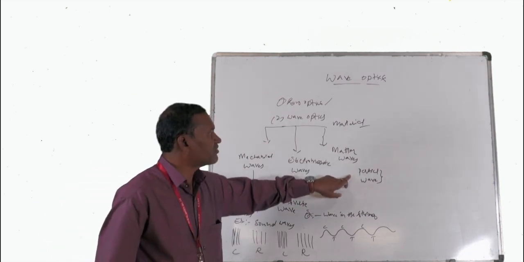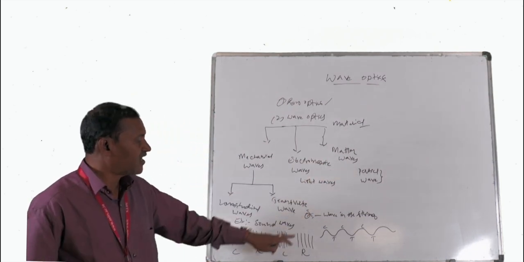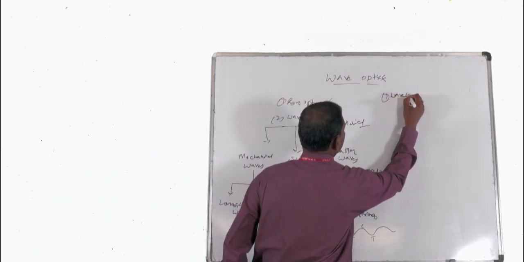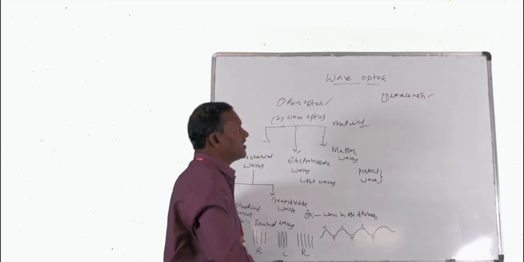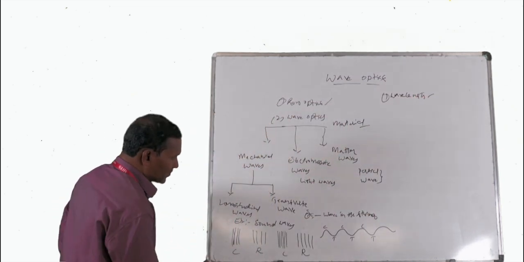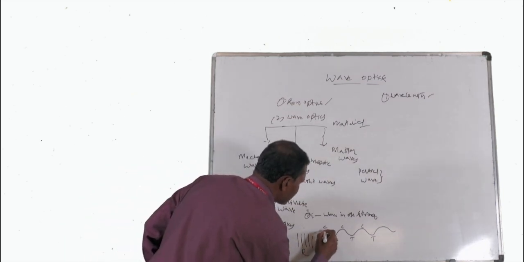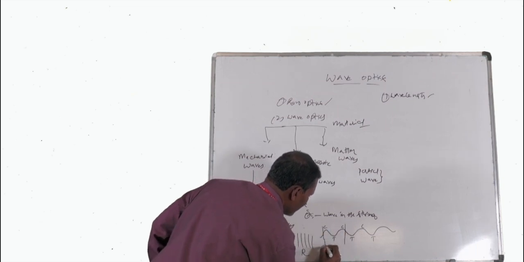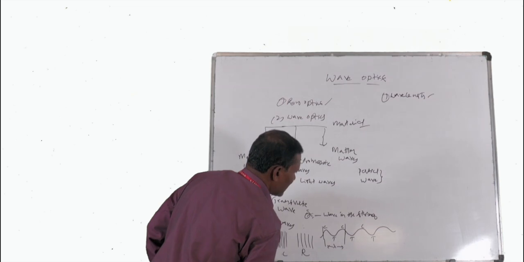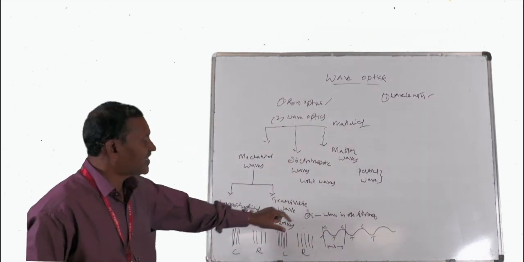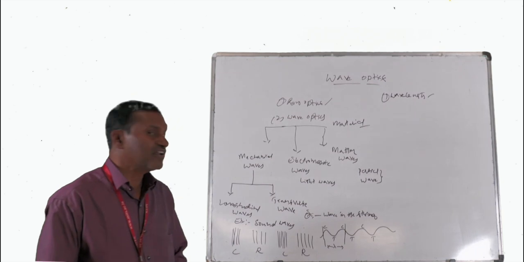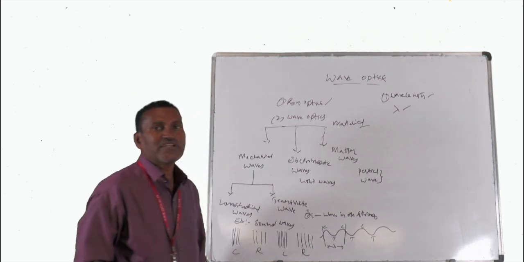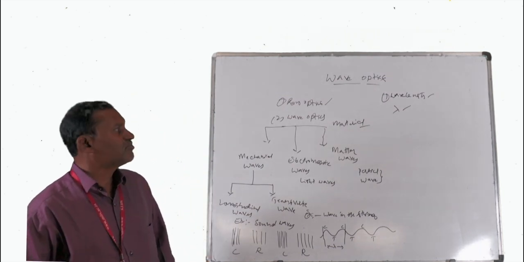Now let us see what is meant by wavelength. Wavelength means the distance between two consecutive crests or two consecutive troughs. From here to here is the wavelength, lambda. The wavelength is represented with lambda. It is measured in angstrom units as well as centimeters and meters.